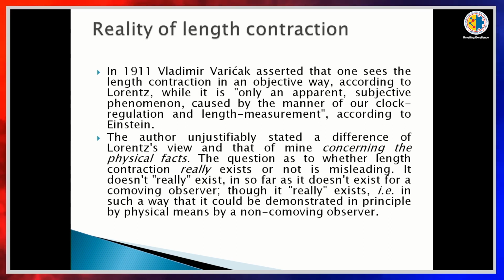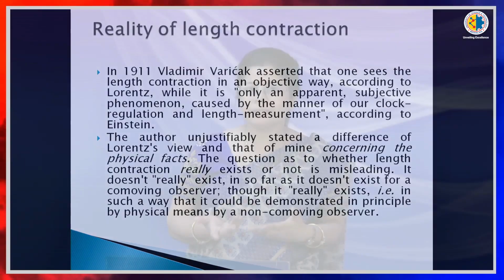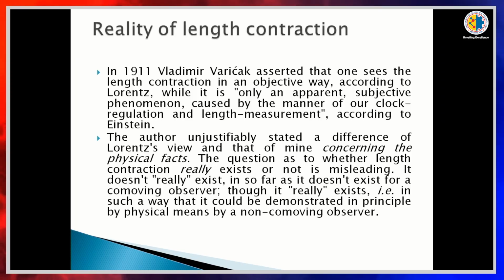So, length contraction means that a moving object's length is shorter than the rest length of the object. Is it possible or not? It is a question of whether both observers' opinions are correct or incorrect. So, which is the correct option, which observer gives the correct answer? It does not really exist in so far as it does not exist for a co-moving observer, though it really exists, that is, in such a way that it could be demonstrated in principle by physical means by a non-co-moving observer.